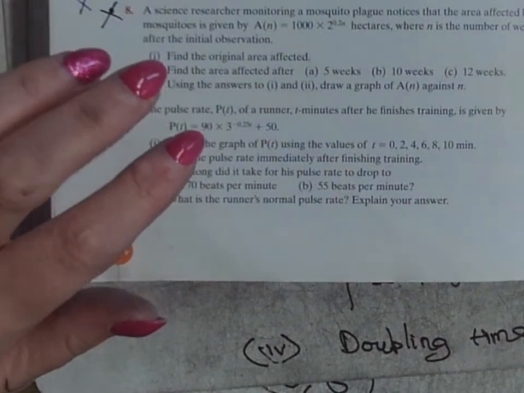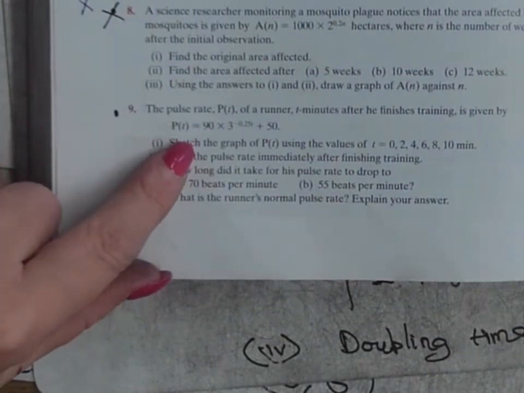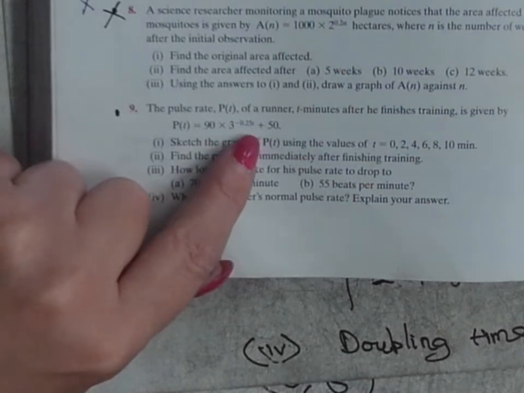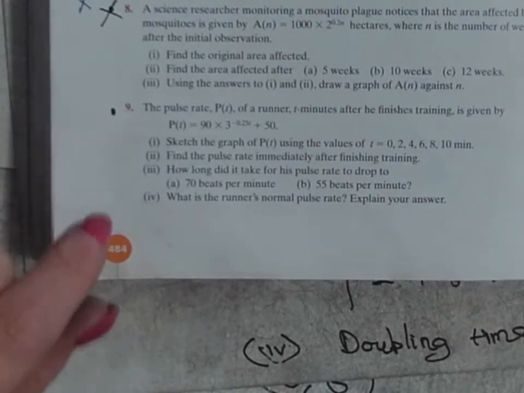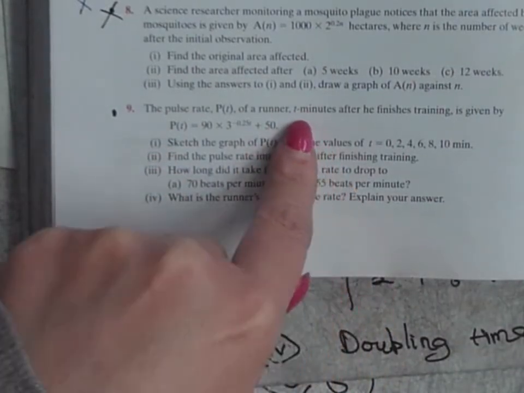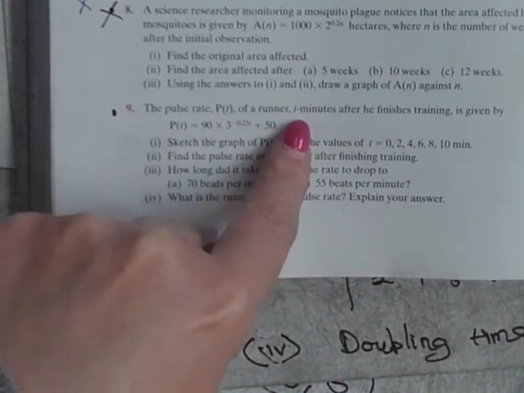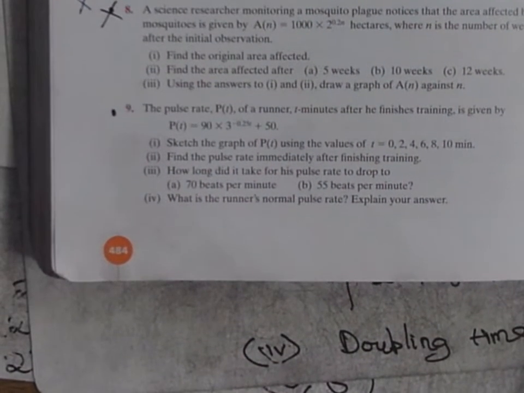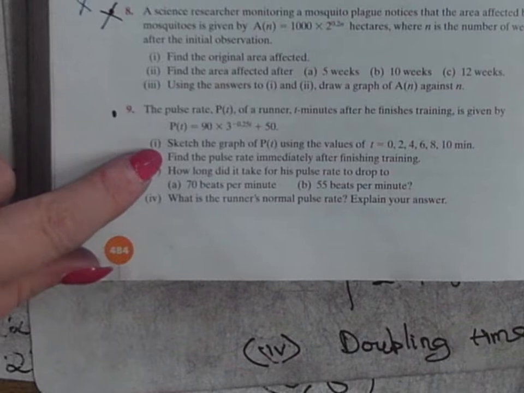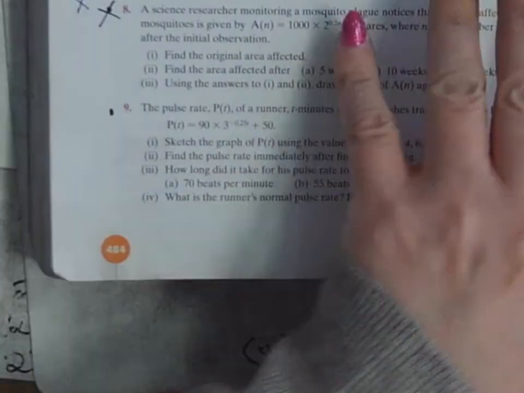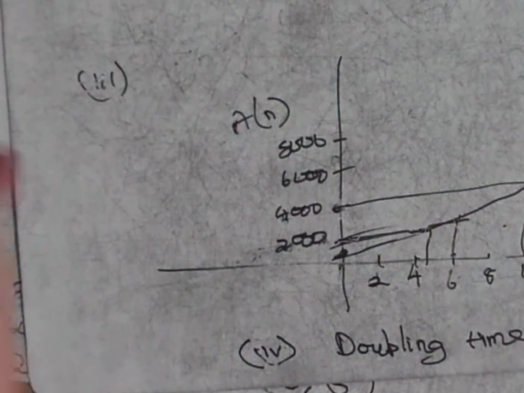Pulse rate after finished training is given by, there we have his pulse, is 90 multiplied by 3 to the power of minus 0.25 t plus 50. And look, they told me in the question that t is measured in minutes. That's really the only thing you have to keep an eye on. Sketch the graph of p of t using the values t is 0, 2, 4, 6, 8, 10. Right, okay, so I shall do that first.